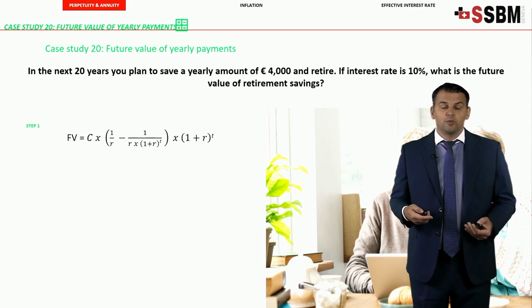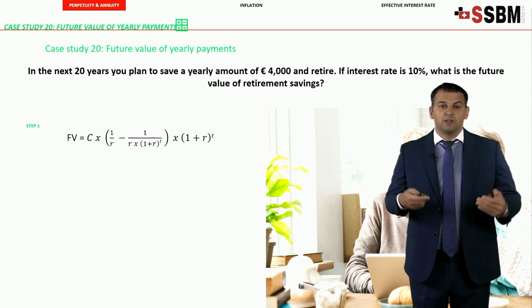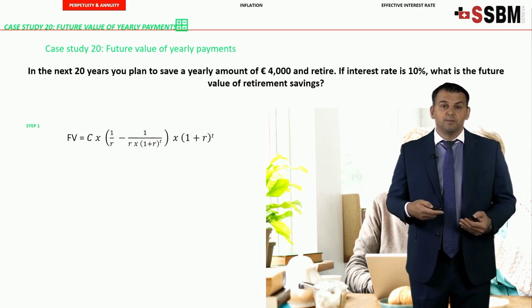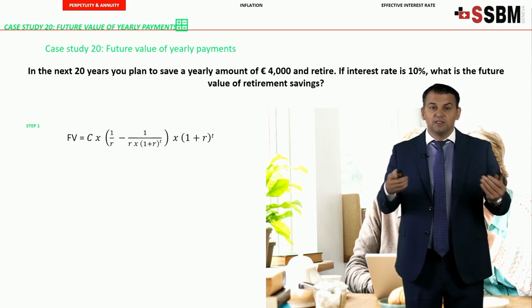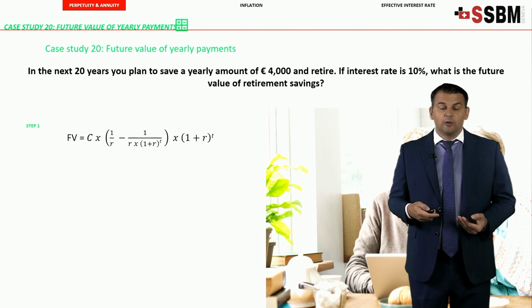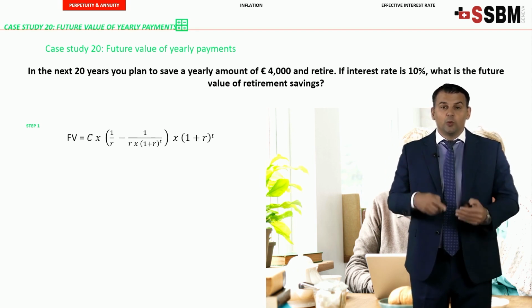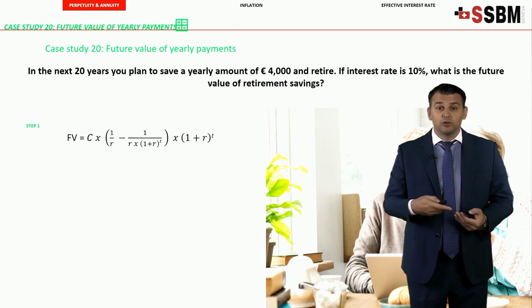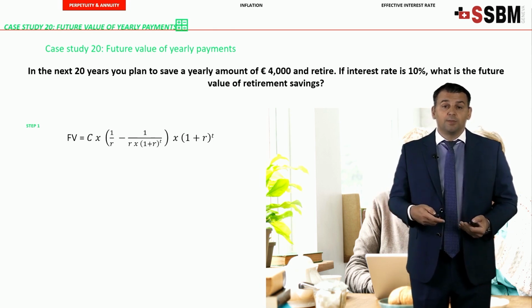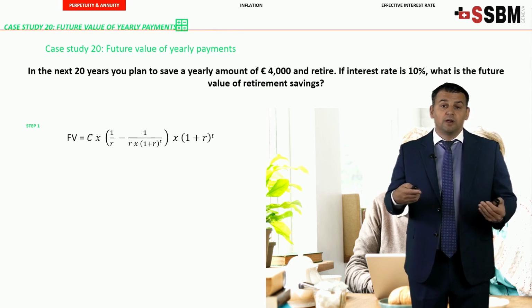So the usual formula is your annual cash flows times (1 divided by R, the interest rate, minus 1 divided by R times (1 plus interest rate) to the power of the number of years). So this is the typical present value. But then we need the future value. Once you obtain the present value of the different cash flows of the annuities, then you multiply by (1 plus R) to the power of T. So this is the formula to get the future value.